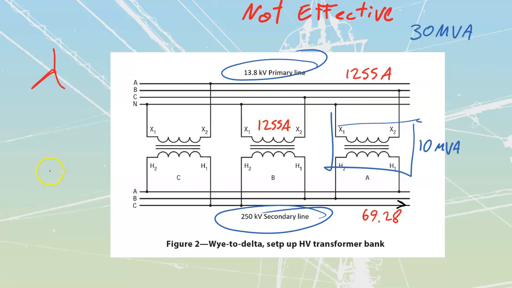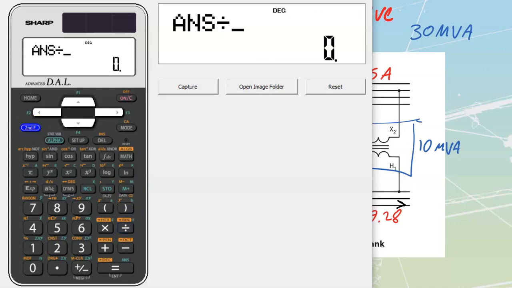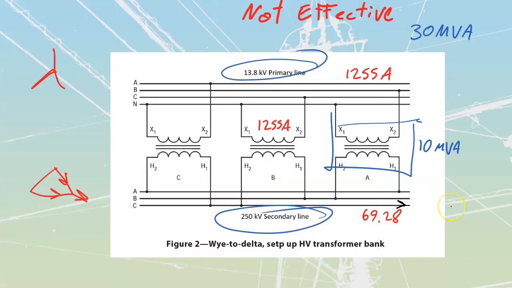The big difference is that my high side is now a delta, which means that if I'm flowing 69 amps out of this thing, I'm going to have two smaller phase currents that make that up. We can find that by taking our line current and dividing it by root 3. So we take this line current, divide it by root 3, which gets me to a value of 40 amps.